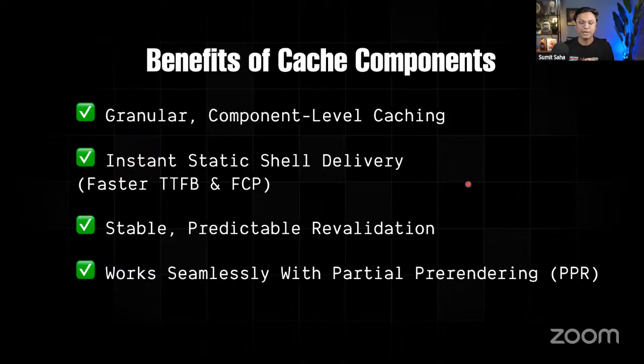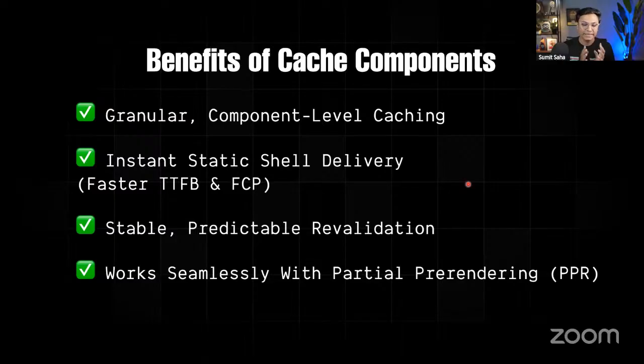So finally, I would definitely say the benefits of cache component are huge. I have already explained: we are getting component level granular control. Second, we are getting the static shell very quickly. We are getting dynamic content, and at the same time we are using the beauty of static shells, the static parts as well. So we get the static rendering benefit, and at the same time we get the dynamic part as well. So we are getting faster first contentful paint and time to first byte.